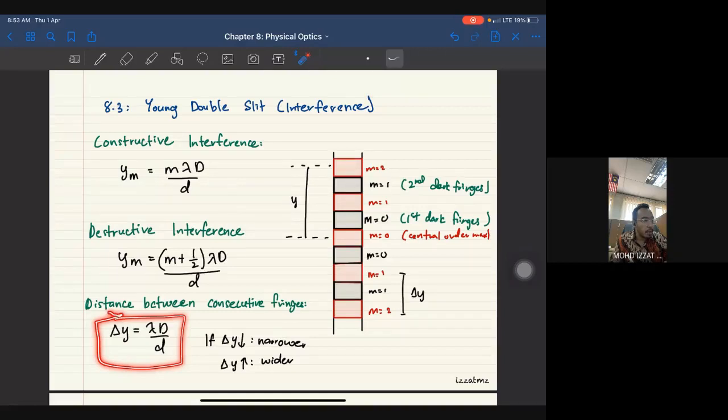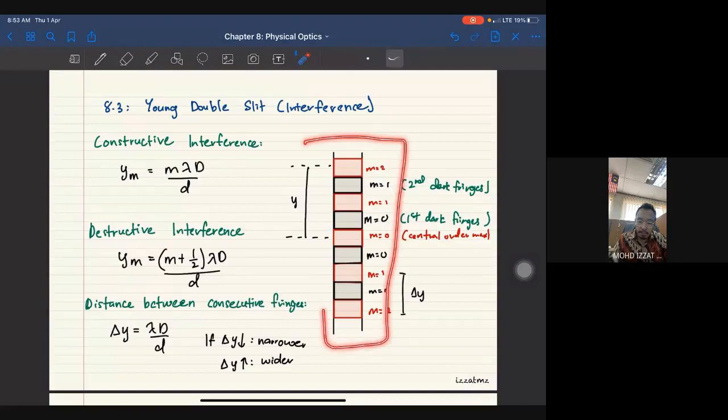So the delta y is the distance between the two consecutive fringes. So that means between 1 and 2, or 0 and 1. Okay, that is your delta y. It represents the shape of your pattern. So this is what we call the interference pattern.